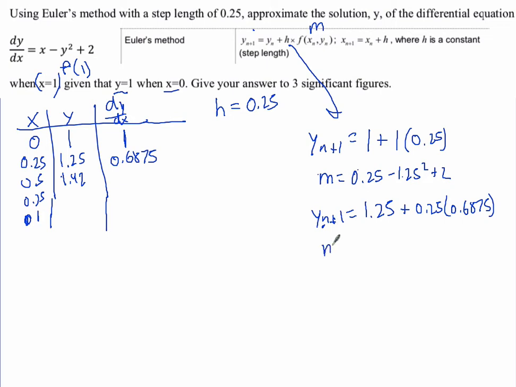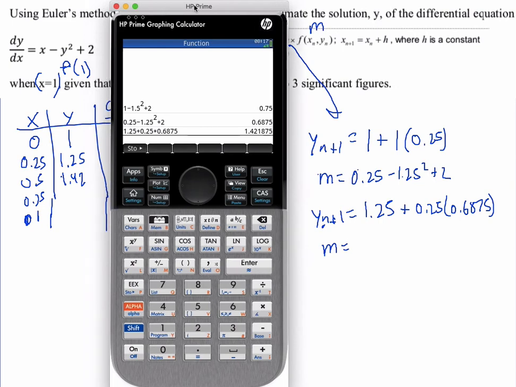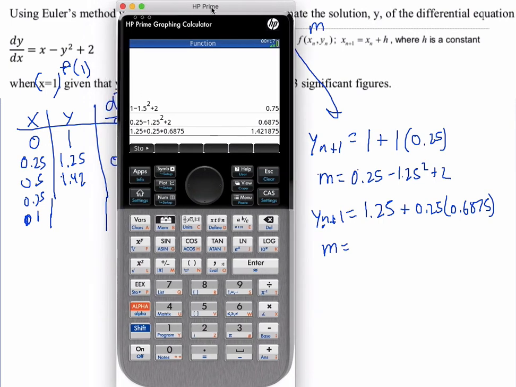Okay, so next we get our new slope. So we've got to do the new x value, 0.5, minus y squared, which is our answer from before, squared, plus 2. Okay, that gives us 0.7478-ish.